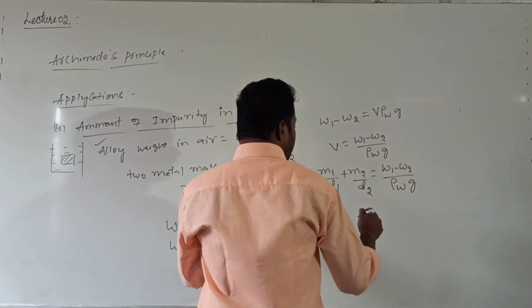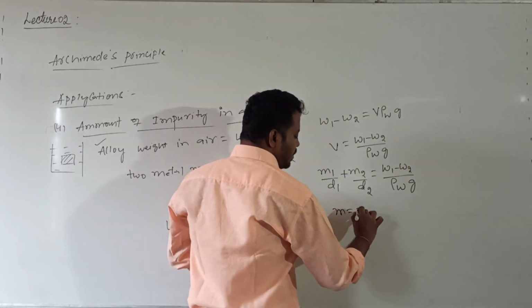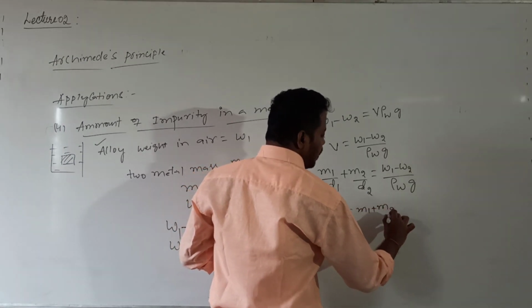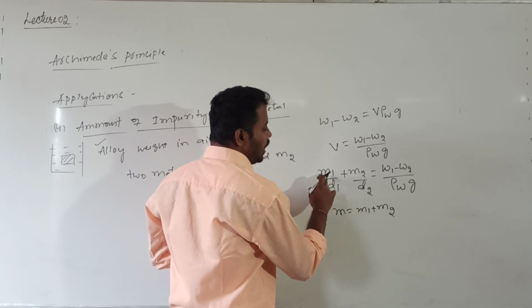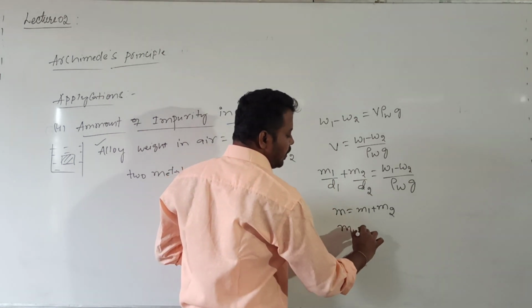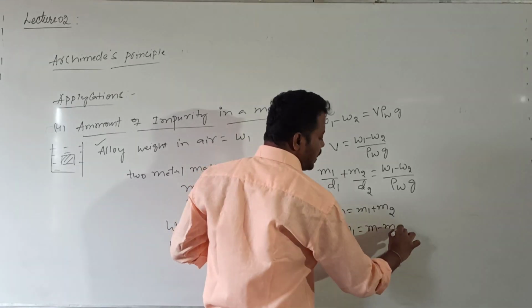Now you see, what is the total formula for M? M is equal to M1 plus M2. I want to calculate the M2 value. If I want to calculate M2, M1 must be eliminated. So what can I write? M1 value is equal to M minus M2.